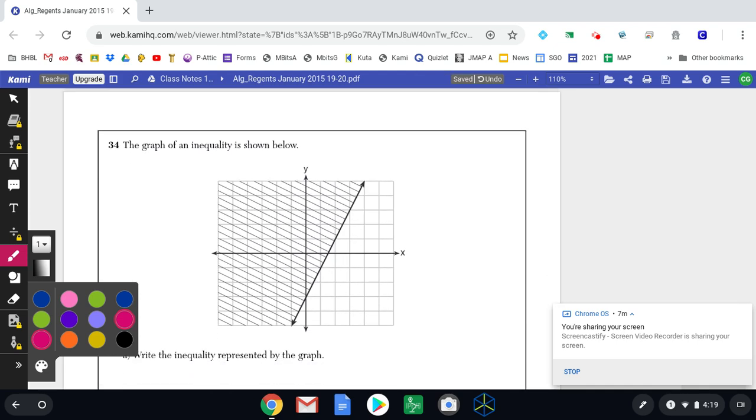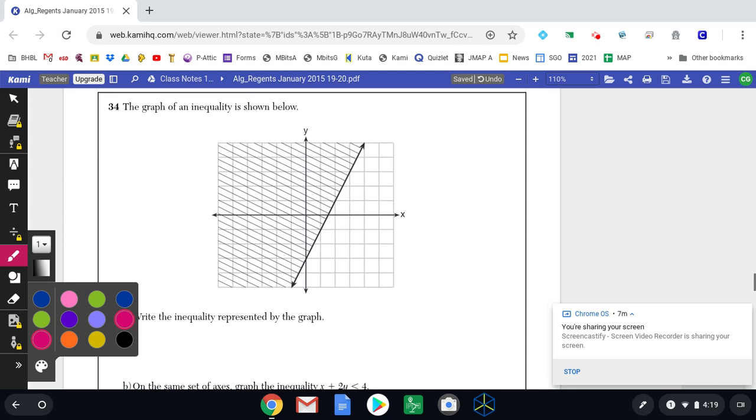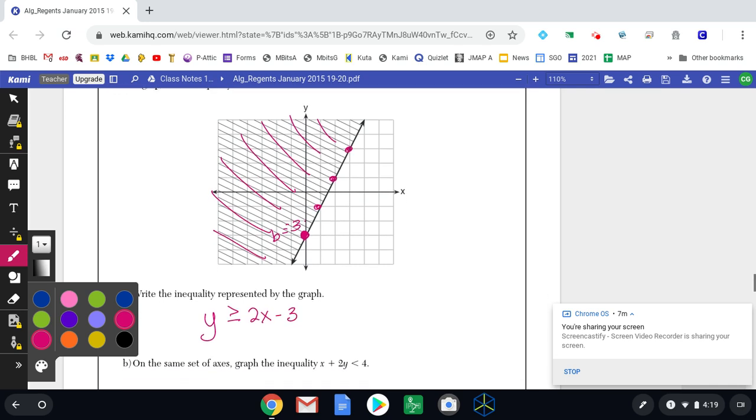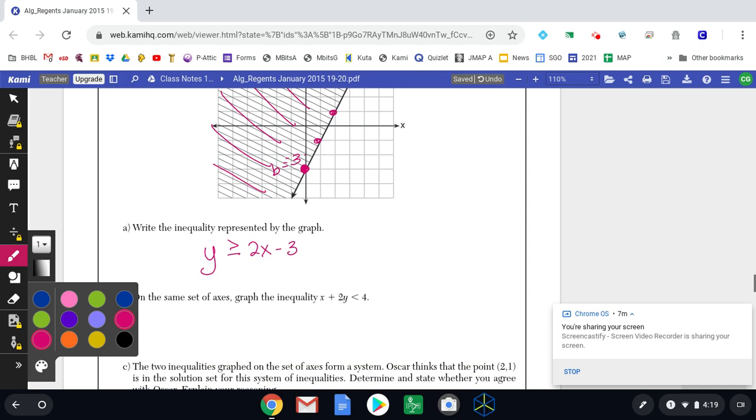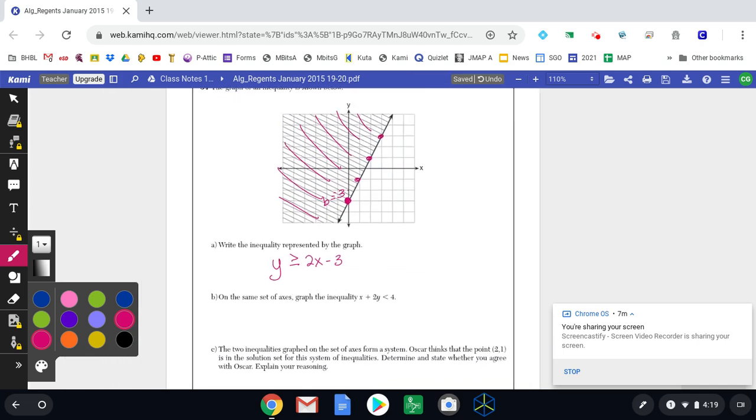Number 34. The graph of the inequality is shown below. So a couple things I want to notice about this graph. I want to take a look at what's the y-intercept. So I found my y-intercept right here. 1, 2, 3. My b is negative 3. And I want to take a look at my slope. I'm going up 2 over 1, up 2 over 1. So I have y, and I know that all these things here are greater than that line. So greater than or equal to 2x minus 3.